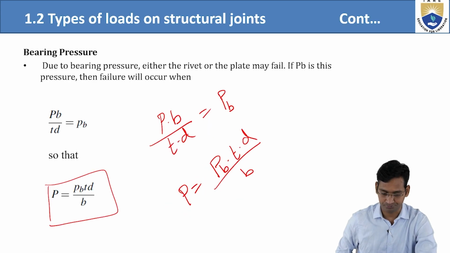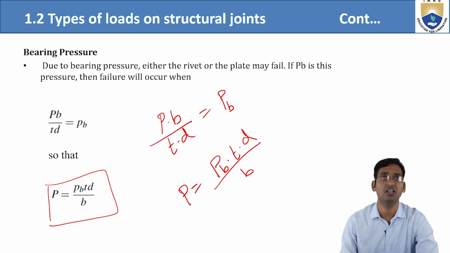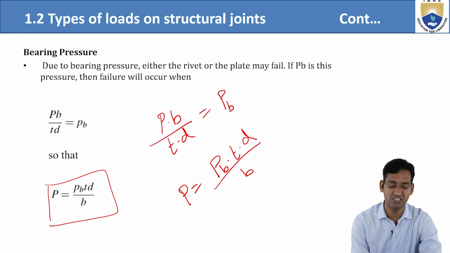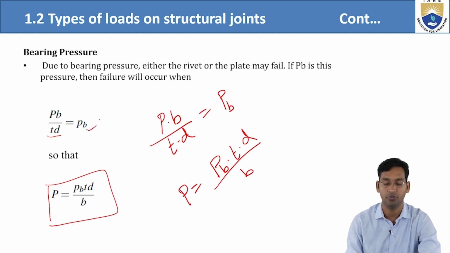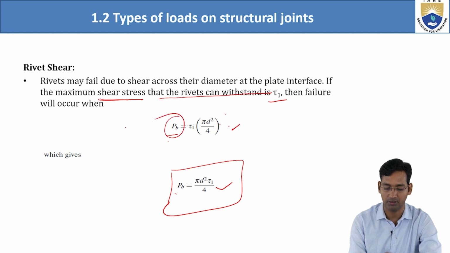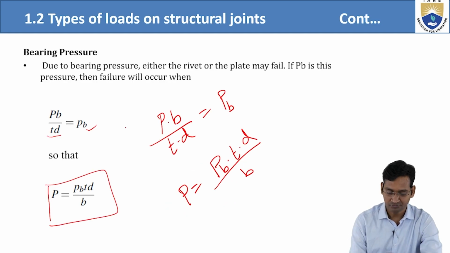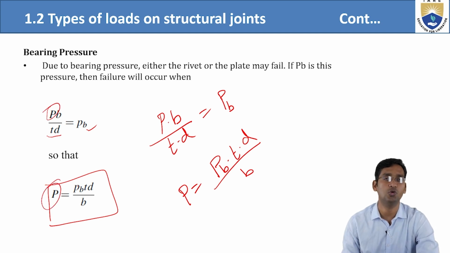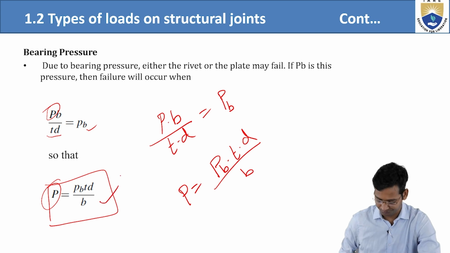Next is bearing pressure, that is P into B divided by T D, which gives PB. From here we can find P. So P will be equal to PB into T into D by B.